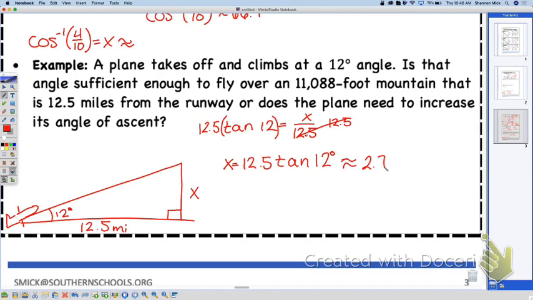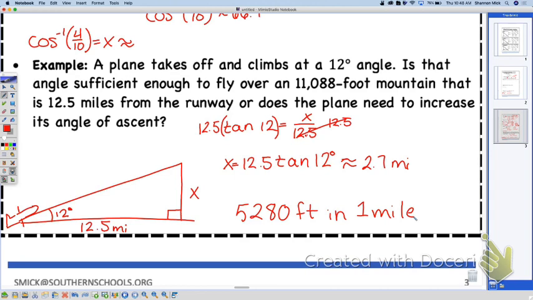Oh, this is 2.7 miles, yes? Yeah. But that's not in feet. So I have to put these miles into feet, don't I? How many feet are in a mile? 5,280 feet in 1 mile. I knew that. If you didn't, you need to write that down. Okay, so I need to multiply 2.7 by 5,280, don't I?